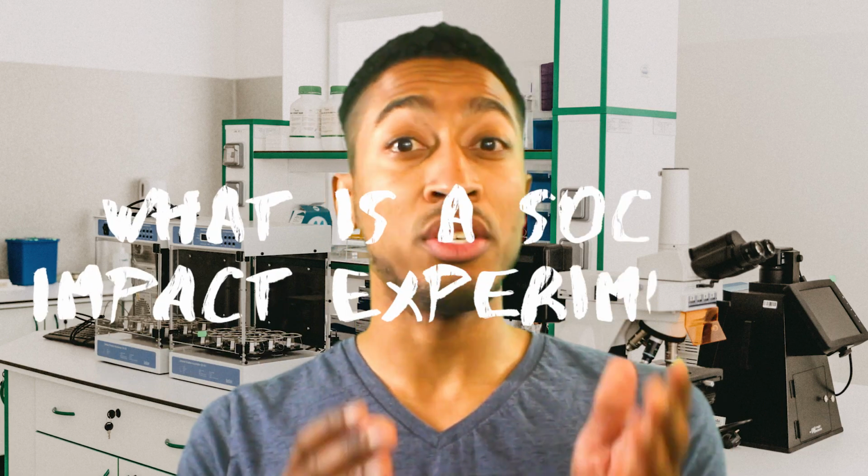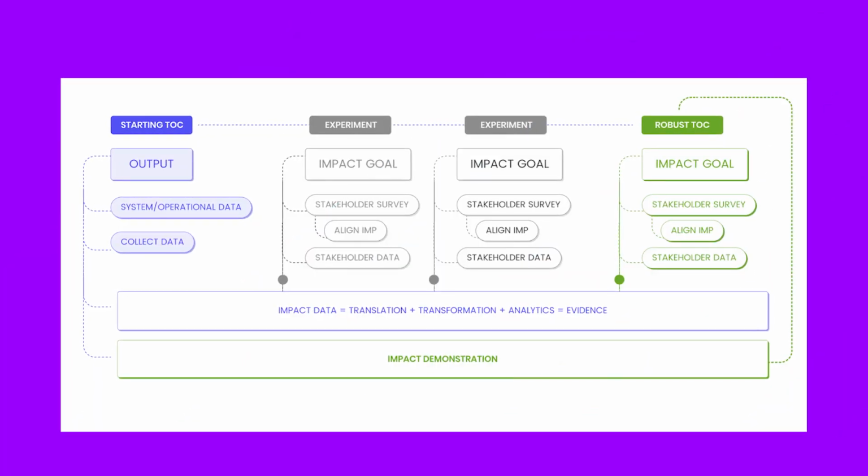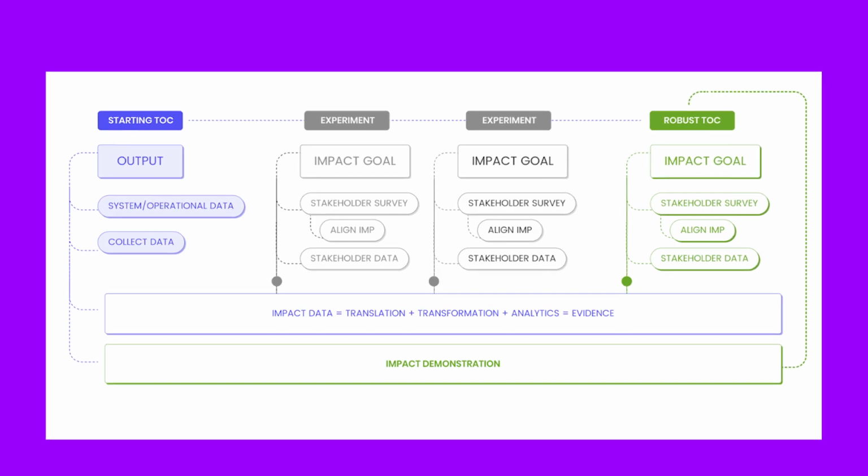So let's start off with the basics. What is a social impact experiment? To put it simply, it's a short, time-bound test of your product or services. It allows you to quickly gather information on the impact you're having on your stakeholders so you can learn, course correct, and refine your theory of change.